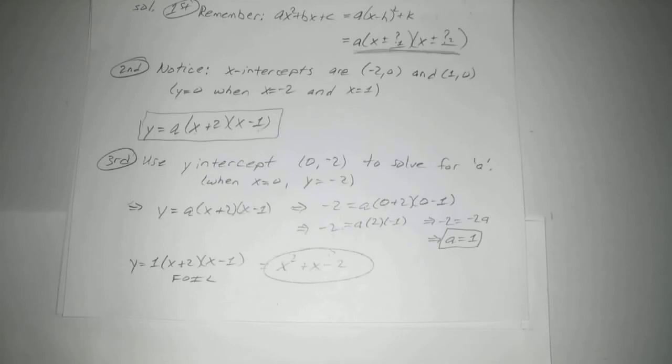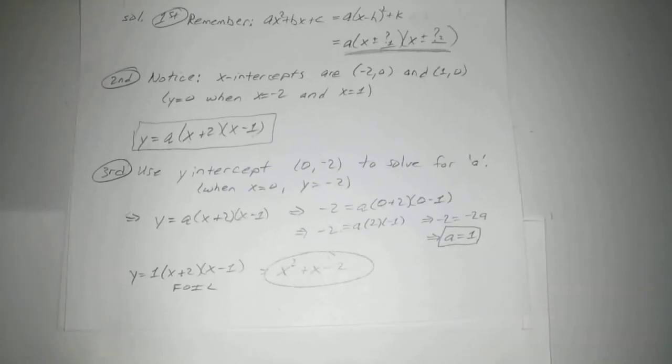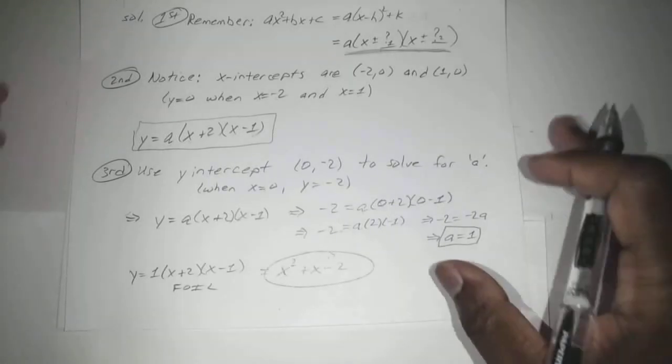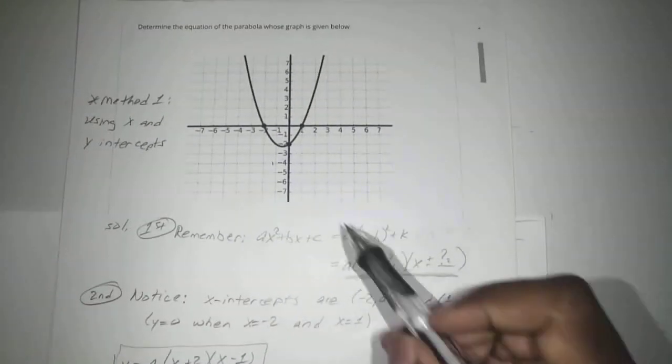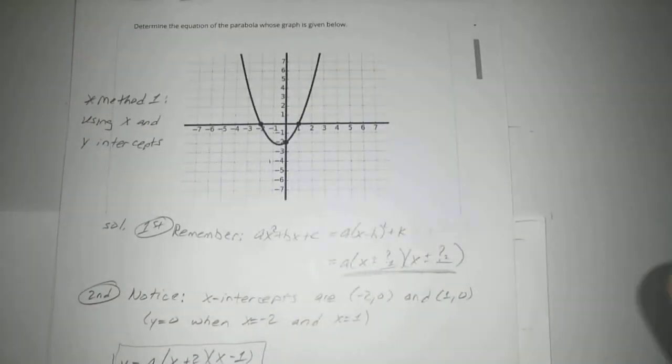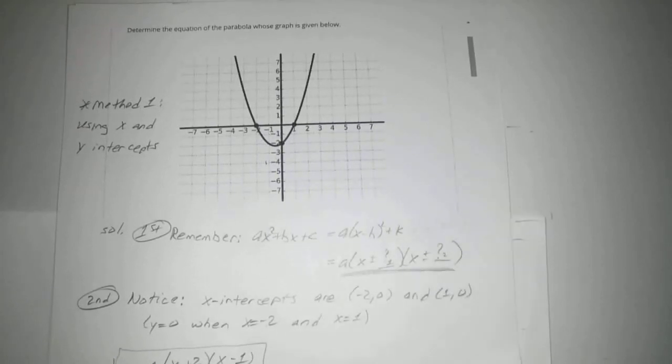All right, any questions on that one? So that's just the first method. That's if you know for a fact what your x-intercepts and y-intercepts are. And normally on the graph, you'll see those highlighted spots telling you that you can use them. But you have some graphs where your intercepts aren't as clear.